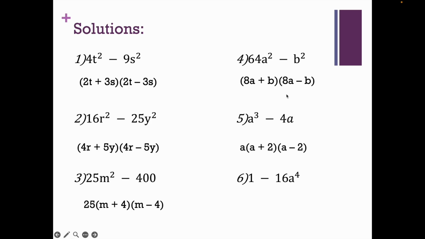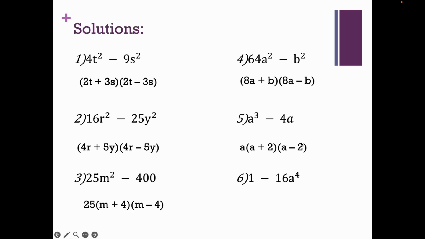For question number 5, I do have to remove a common factor, especially because I see that I cannot root an odd exponent. So I'm going to take out an a. When I take out an a, I am left with a squared minus 4. A squared minus 4 is a difference of squares that when I square root, I get a and 2.